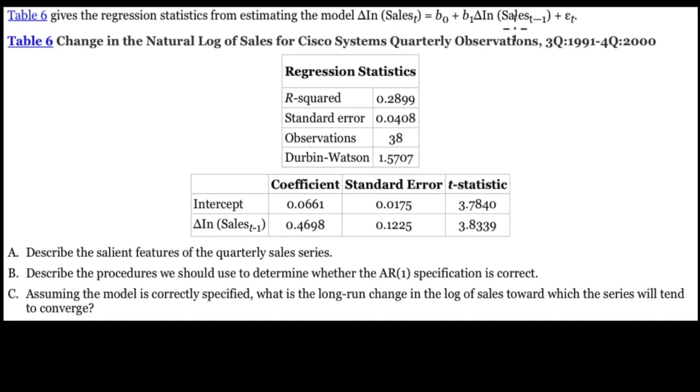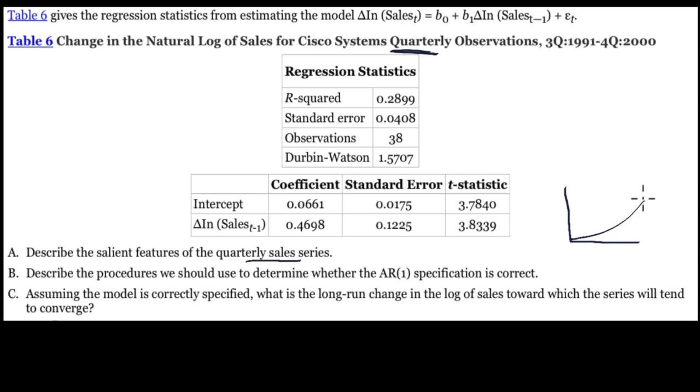And it's one lag, an AR1 model, and here's our output. Change in the natural log of sales for Cisco, quarterly observations. All right, let's see what we have. Describe the salient features of the quarterly sales series. So it's asking us to describe the features of that sales series. Well, remember, it looked like this.